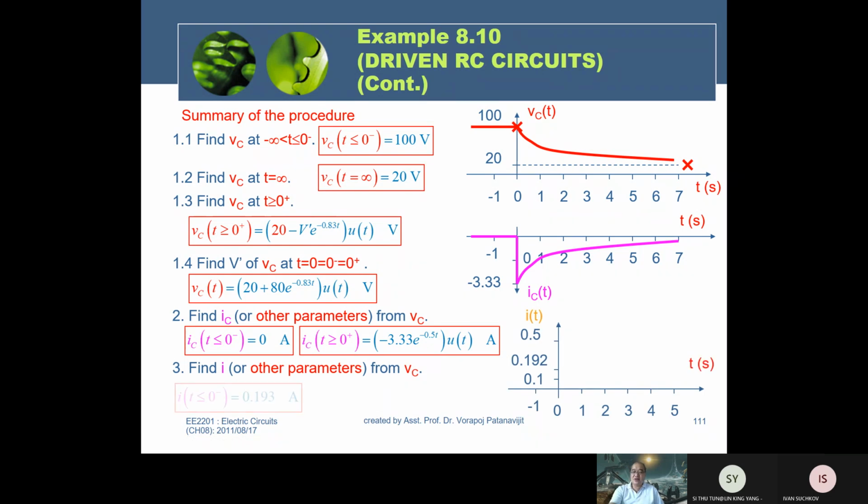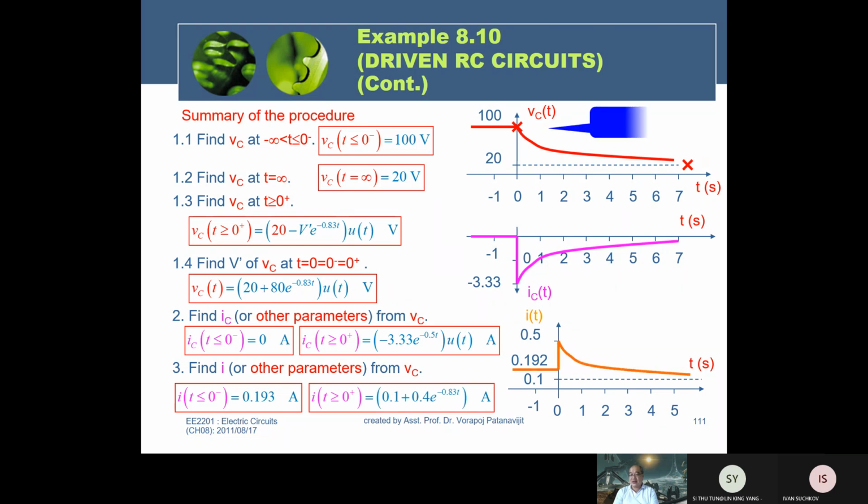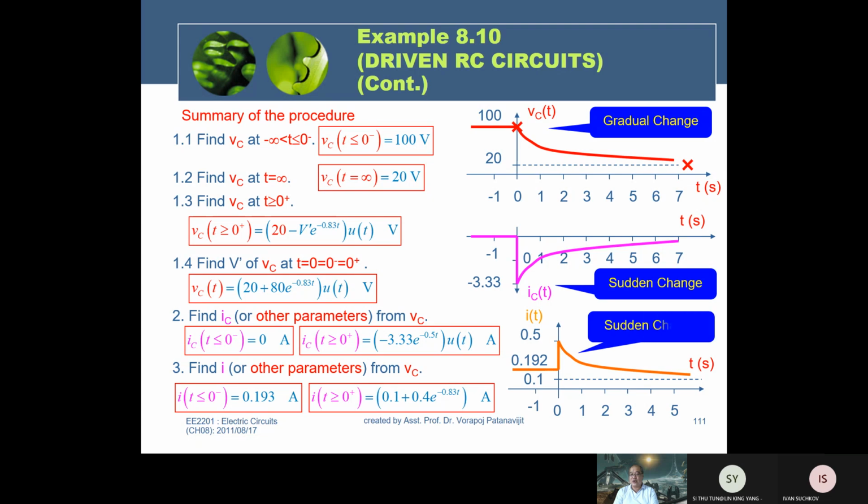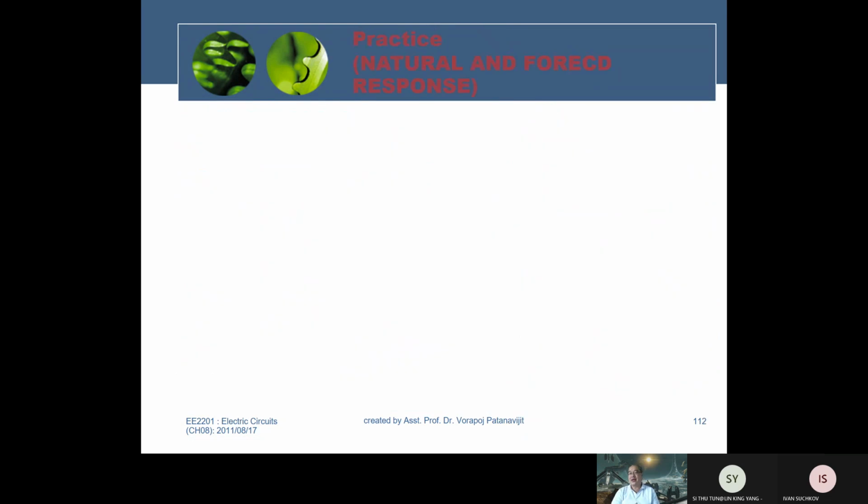For time less than 0, the current will be driven by the internal source. It equals 0.19 amp. And for time greater than 0, it is driven by the capacitance voltage, equal to V divided by R. It jumps to 0.5 amp and will gradually drop to 0.1 amp soon. Now, in order to give you more understanding, I will provide you another example here.